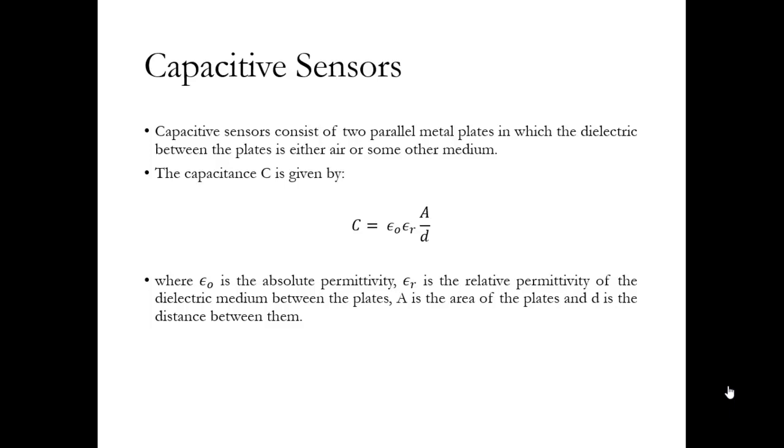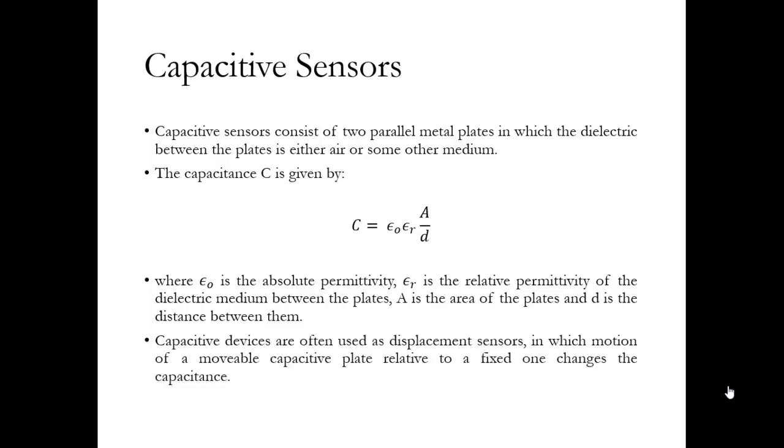Now, with this principle in place, because of the advancements in manufacturing capabilities at the micro level, at the nano level, we're able to design such capacitors, which can be designed at the micro level, where we can use them as sensors, because we can change the capacitance of a given sensor by changing the area of the plates, or the distance between the plates, or the permittivity of the dielectric medium.